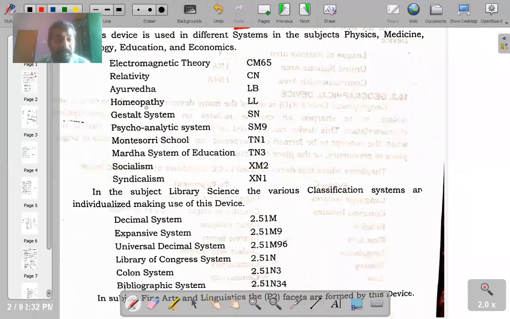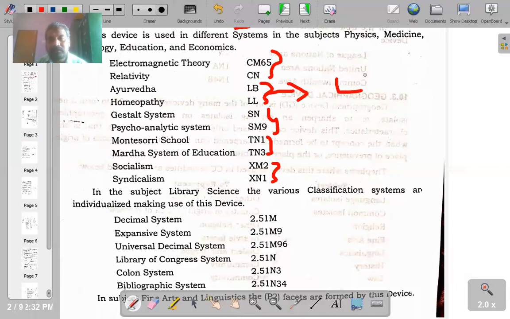In all these subjects, you can see in the main class C, in the main class L, in the main class S, in the main class T, in the main class X, in all the places, Ranganathan has suggested us to make use of chronological device. See, medical systems: Ayurveda, homeopathy, allopathy, Siddha, Unani. All these things can be sharpened, can be created using your time isolates.